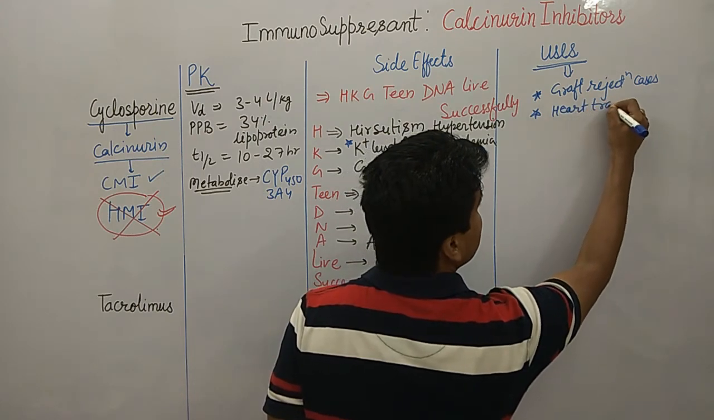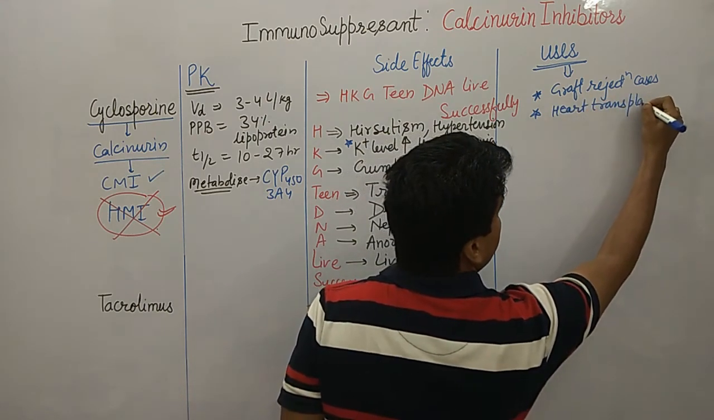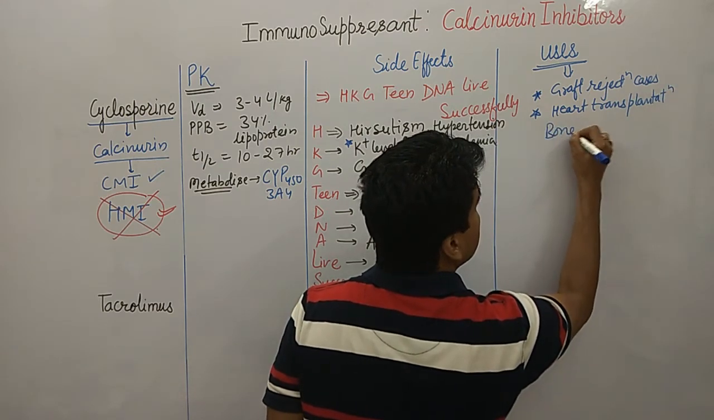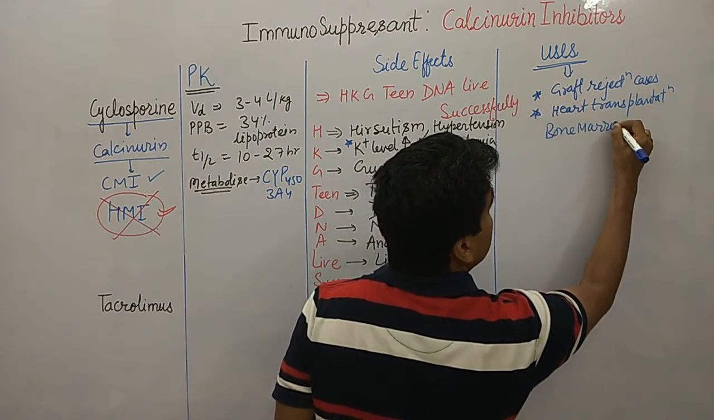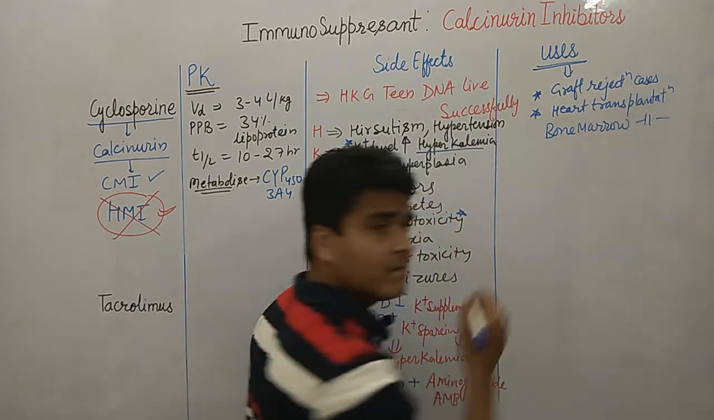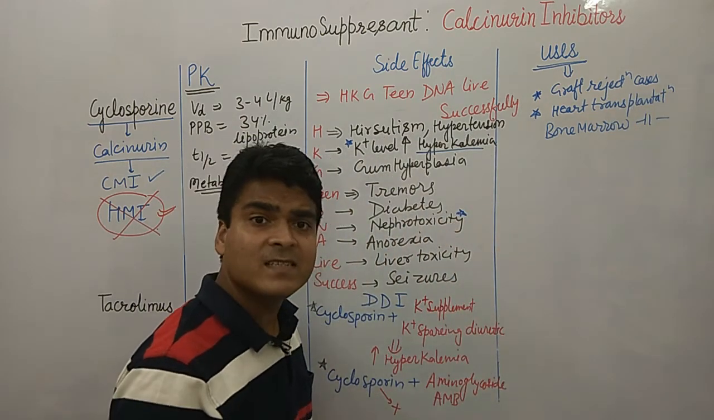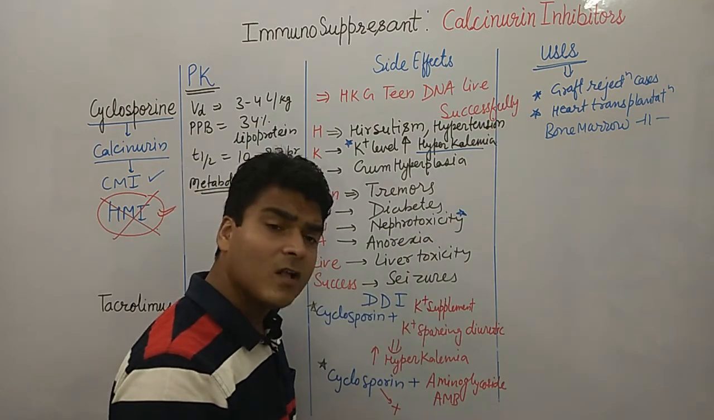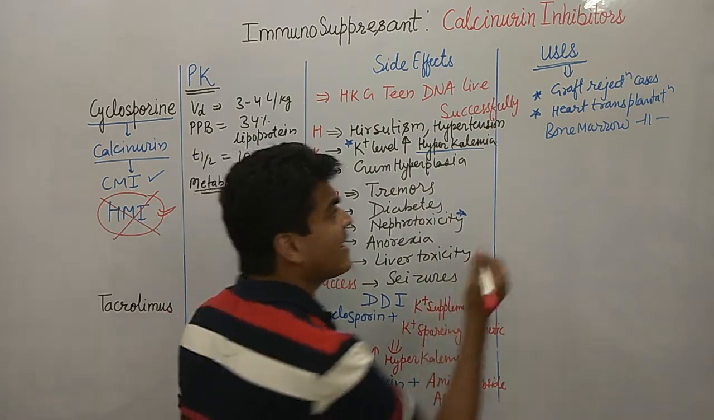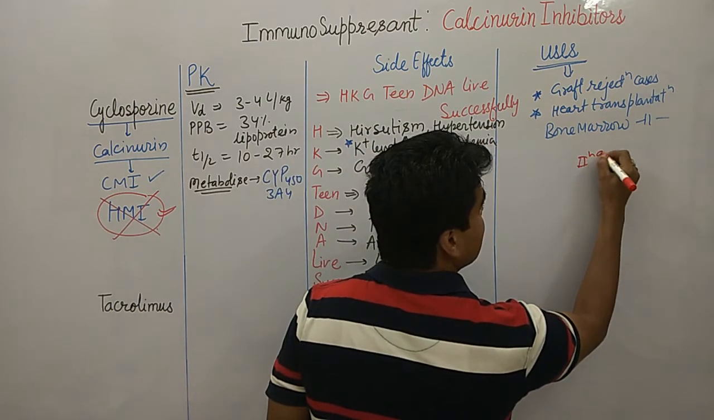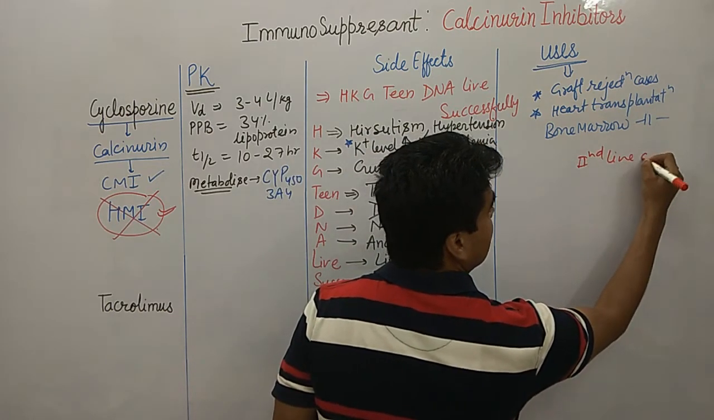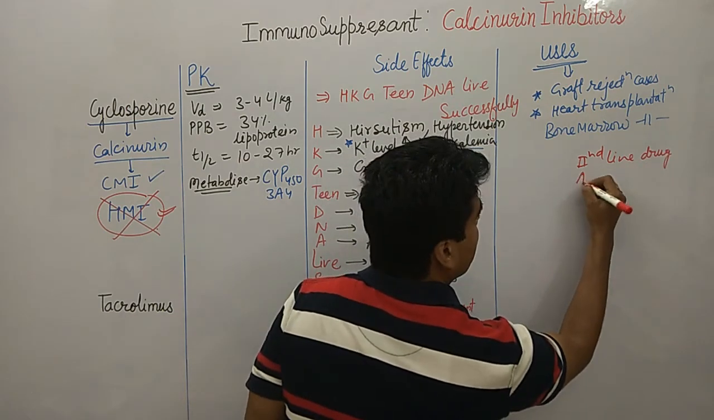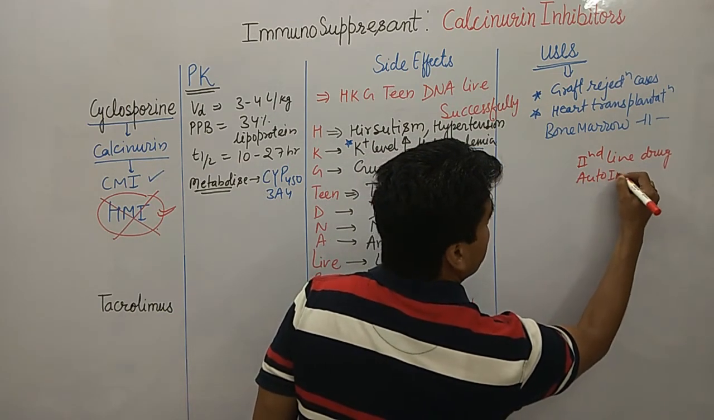Heart transplantation as well as bone marrow transplantation. Clear? So these are the first choice, meaning these are first-line uses. It is also used as a second-line drug for autoimmune disorders.